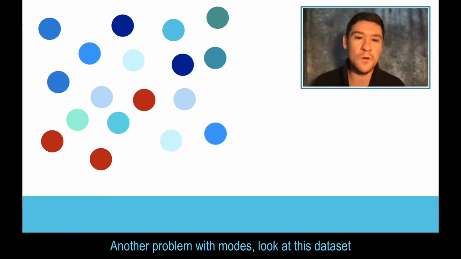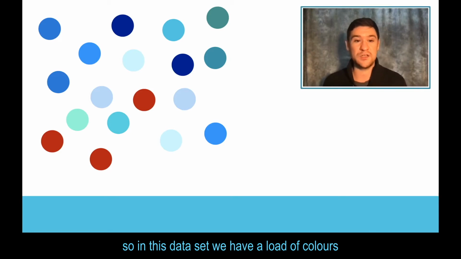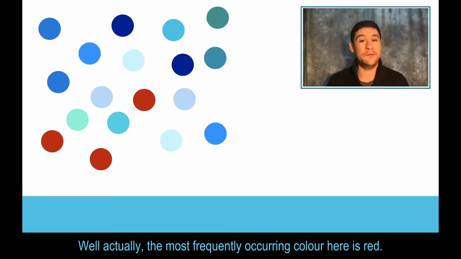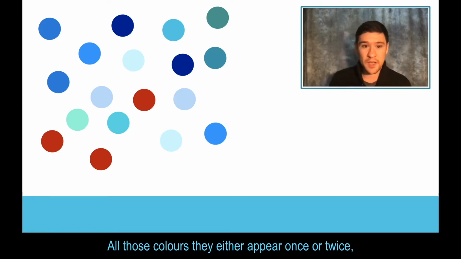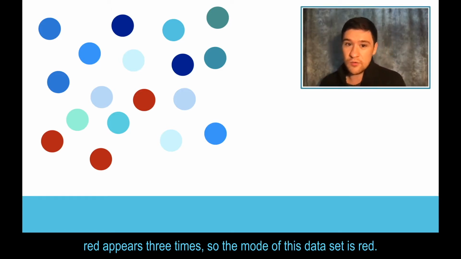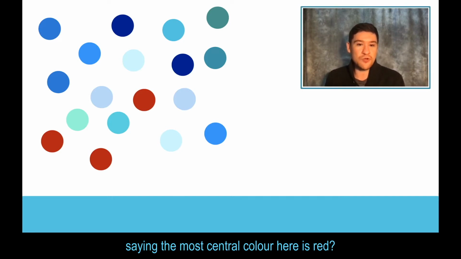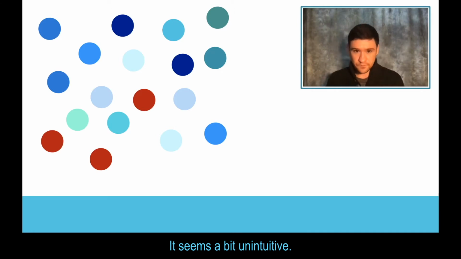Another problem with mode, look at this dataset. In this dataset we have a load of colours. What's the most frequently occurring colour? Well, actually, the most frequently occurring colour here is red. All those other colours, they either appear once or twice. Red appears 3 times. So the mode of this data set is red. However, would you be comfortable saying the most central colour here is red? It seems a bit unintuitive.